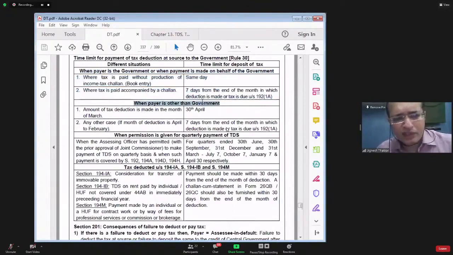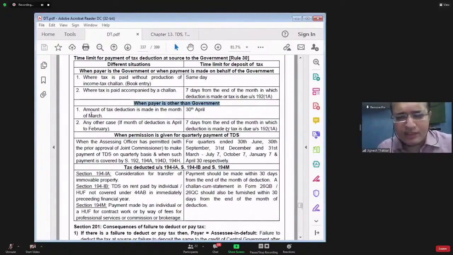When the payer is other than government, for example, payer is Inside Commerce Studies. Inside Commerce Studies, they have deducted my TDS. And this TDS amount they have to pay to the government. But is there any due date for making the payment of this TDS amount to the government? Answer is yes, there is a due date. Yes, there is a due date. What is that due date?